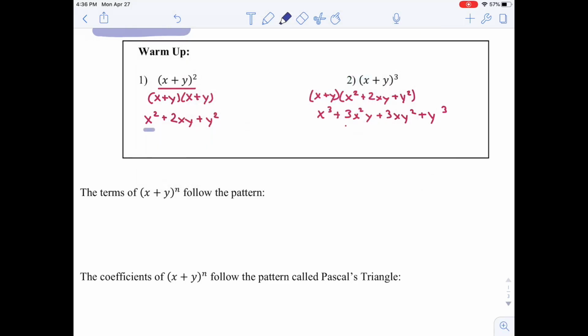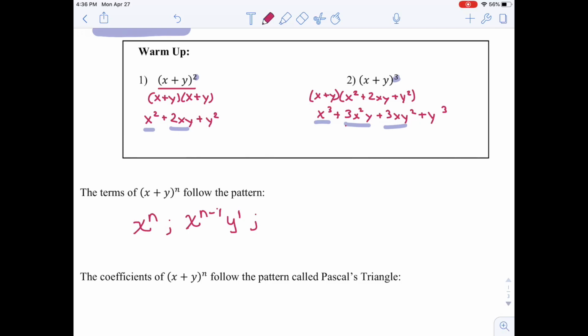If you notice, in this first one, the x to the second matches the exponent that we have. Here, x to the third matches that exponent. So your first term is always that x to the nth power, whatever power that is. And as we watch in this next one, you see we have just an x to the first. Here we have x to the second. So the x's dropped down one power, so it became x to the n minus 1. And your y went up 1 degree, so y to the first.